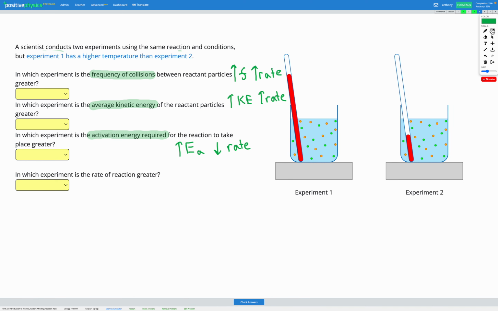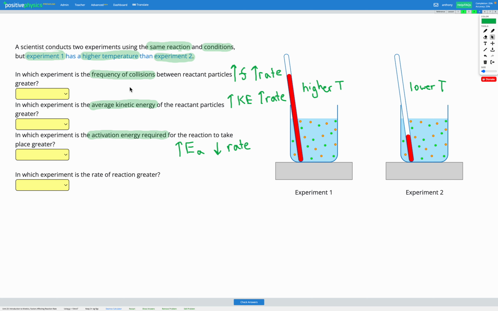Let's do one last question of this type. In this one, we again have 2 experiments with the same reaction and same conditions, but in this one, experiment 1 has a higher temperature than experiment 2. So experiment 1, we can see, has a higher temperature, and experiment 2 has a lower temperature. So again, let's go through and think about our 3 factors.